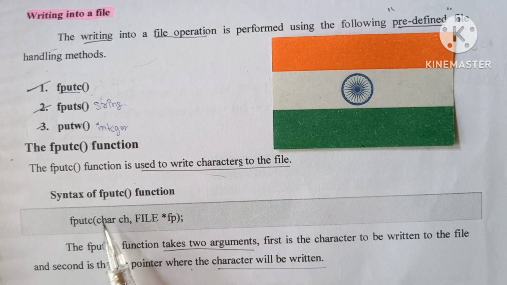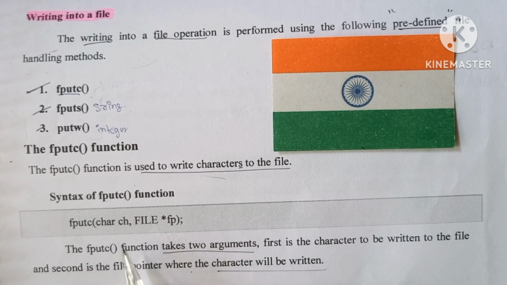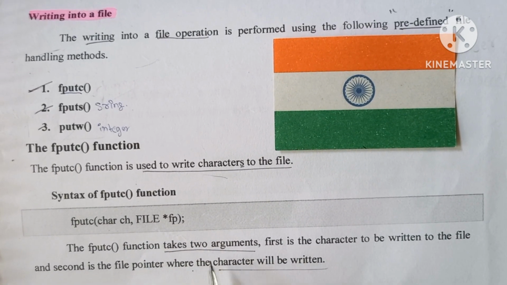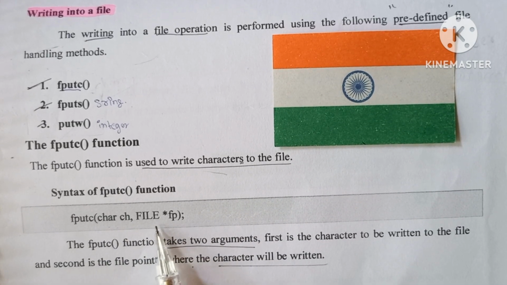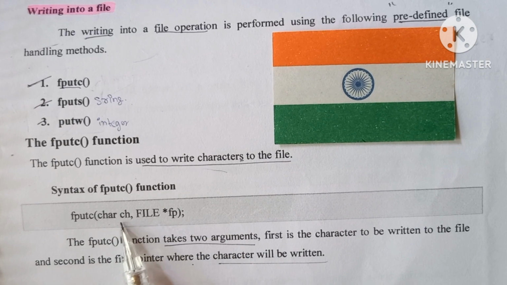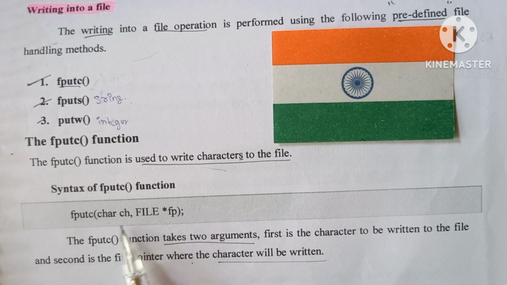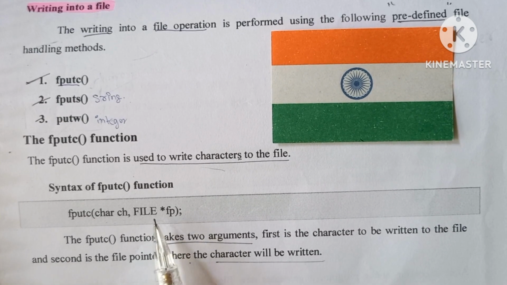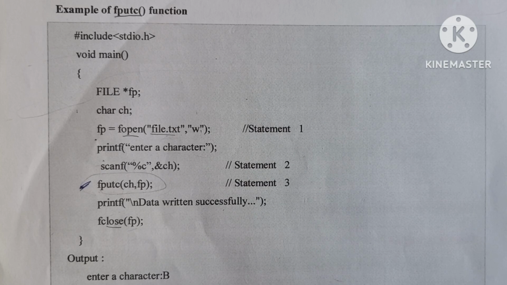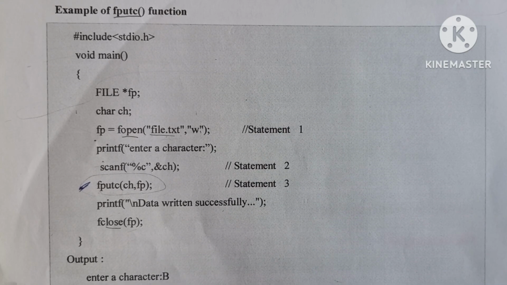What is the syntax for the fputc function? This is basically the syntax; it has two arguments. One is the character and another is the file address. The first is what data we want to store in the file. The second argument is where we have to store the data. This is the syntax. Let's see a program to write a single character into the file by using the fputc function.